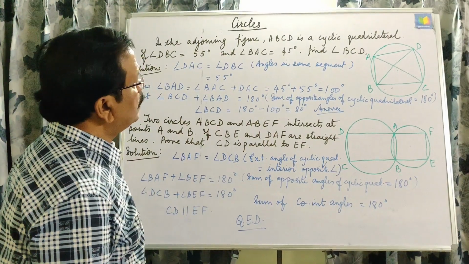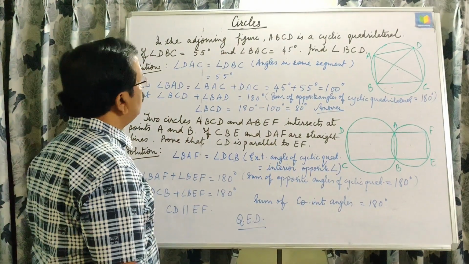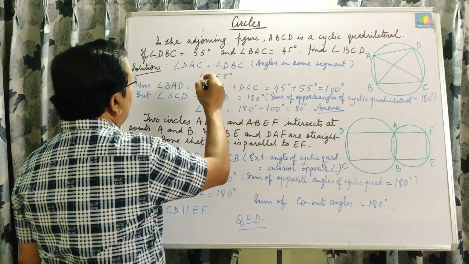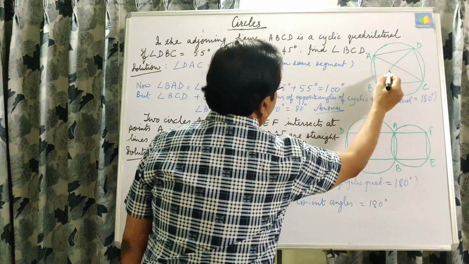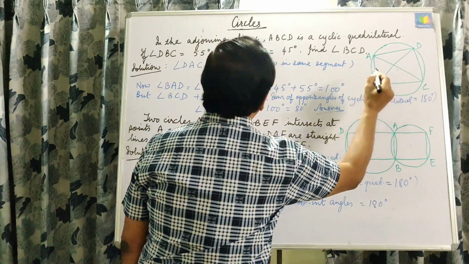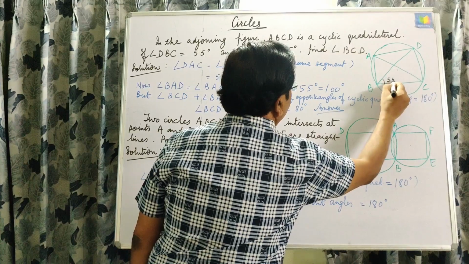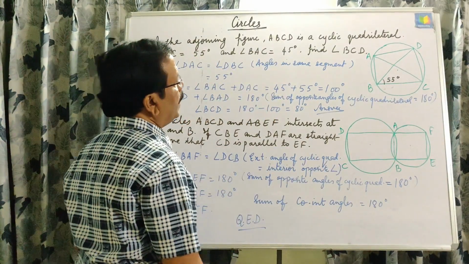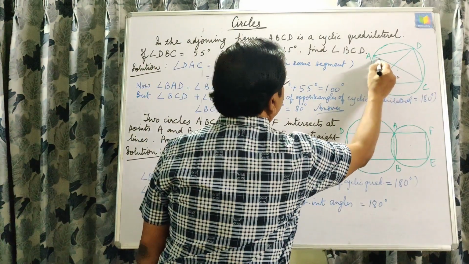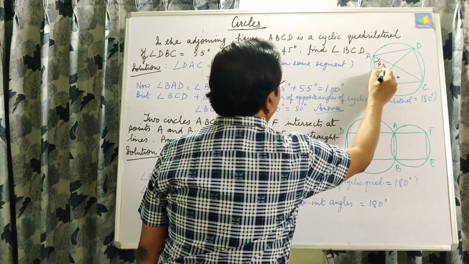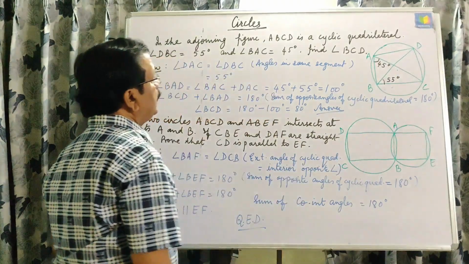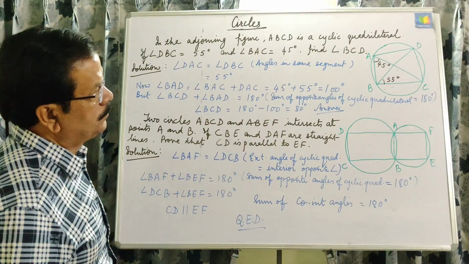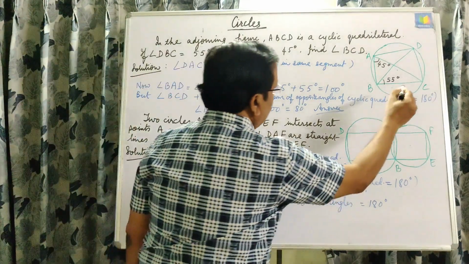In the adjoining figure, ABCD is a cyclic quadrilateral. If angle DBC, this angle, is 55 degrees, and angle BAC is 45 degrees, find angle BCD. This angle we have to find.